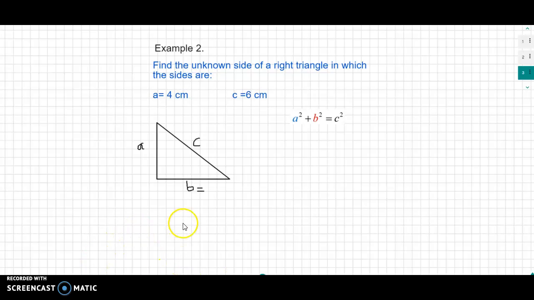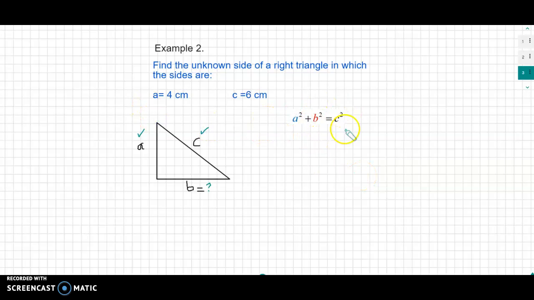Okay, guys, so let's continue now with example 2, all right? We're using the Pythagorean theorem. So example 2 says, find the unknown side of a right triangle in which the sides are A is 4 centimeters, we have C equals 6 centimeters, and we need to find the missing side, which will be B. So we are going to find the value of B. We already have the value of A, we already have the value of C, okay?